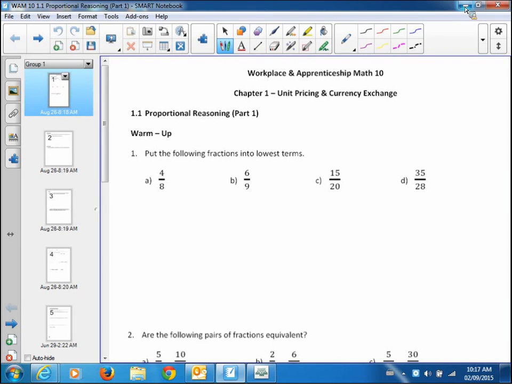If you want to do it all in one step though, you've got to think of what's the biggest number I can do. What's the biggest number you could divide into 4 and 8? It's okay to save your answers. What divides into 4 and 8 and is bigger than 2? It's 4. But you could go directly.